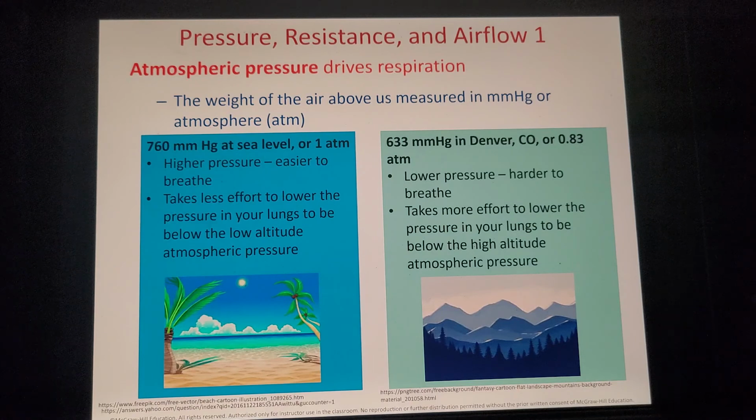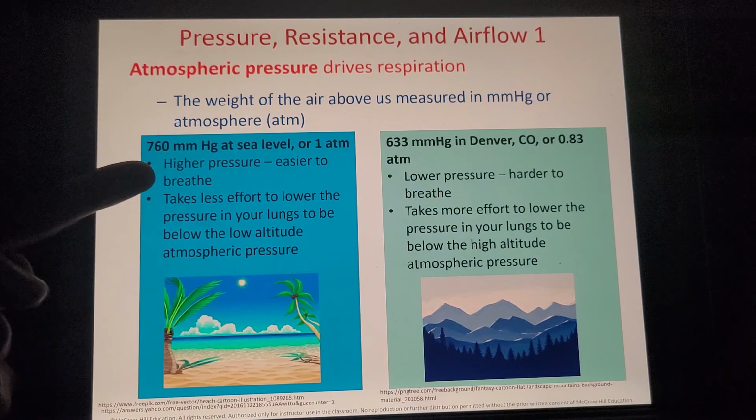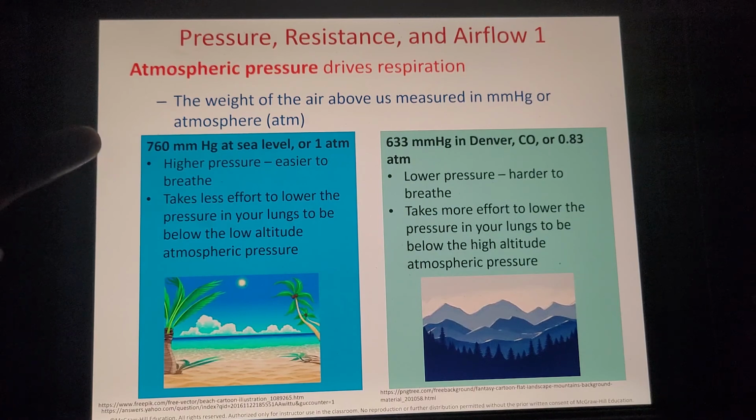One thing that affects our breathing is that we have to adjust the pressure in our lungs based on the atmospheric pressure. This is the pressure of the air, all that tall column of air above us. If you are at sea level, that measurement is 1 atmosphere, or 760 millimeters of mercury. There's a higher pressure outside the lungs, so you don't have to drop your internal lung pressure that much. So it's easy to breathe there.